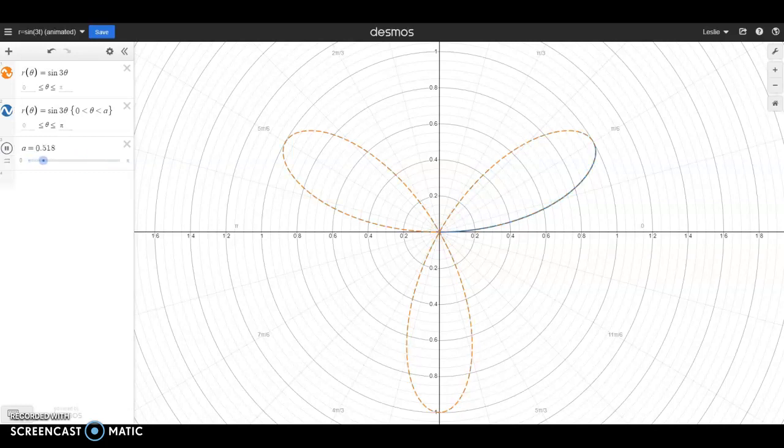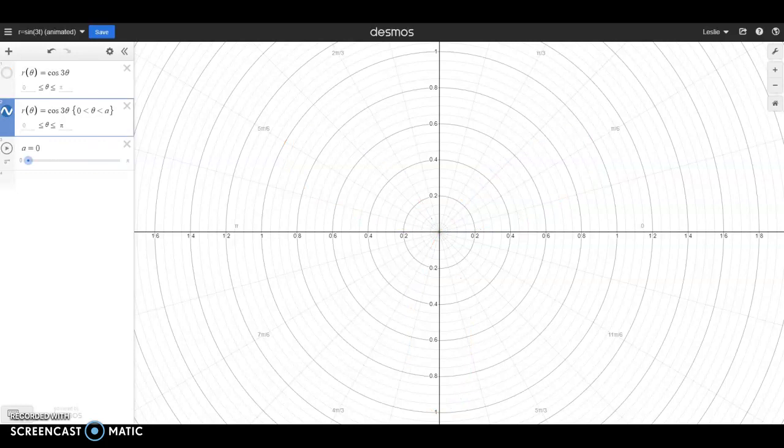Take a minute now and see if you can figure out what the graph of r equals the cosine of 3 theta would look like. Oh, wait, but not too long. What do you think? R equals the cosine of 3 theta. When theta equals zero, we're going to get the cosine of 3 times zero. That's going to be the cosine of zero. The cosine of zero is 1.